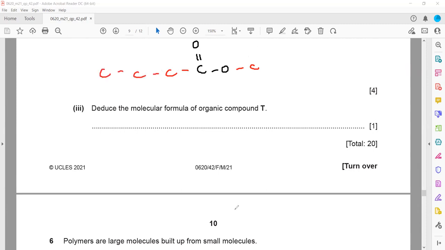So this will have three hydrogens, this will have two hydrogens, this will have two hydrogens, and this will have three hydrogens. So we have to deduce the molecular formula of compound T, methyl butanoate. The molecular formula represents the actual number of atoms. So we'll count how many carbon atoms are there: 1, 2, 3, 4, and 5 carbon atoms. So we'll say C5.